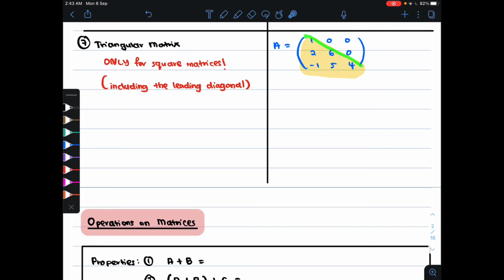So kamu nampak kata this one dia ada value kan? Tapi yang kat tepi-tepi ni dia tak ada value kan? So bila dia pergi ke bawah, ini maksudnya dia adalah lower triangular matrix.